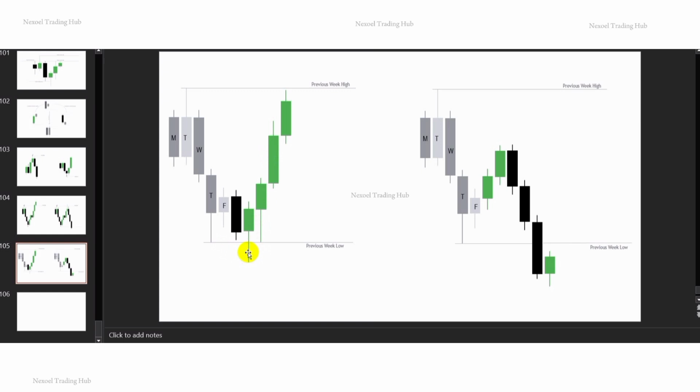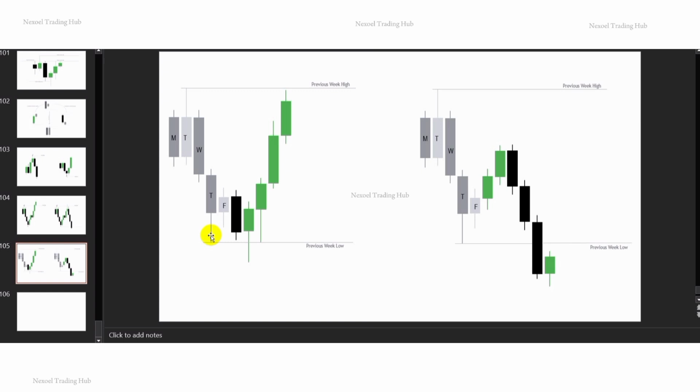We have the sweep of the previous week, and then you can see that the candle closed above the previous week low points. So what you now need to do is to anticipate the possibility of a reversal. So what you need to do is to go to your lower time frames.